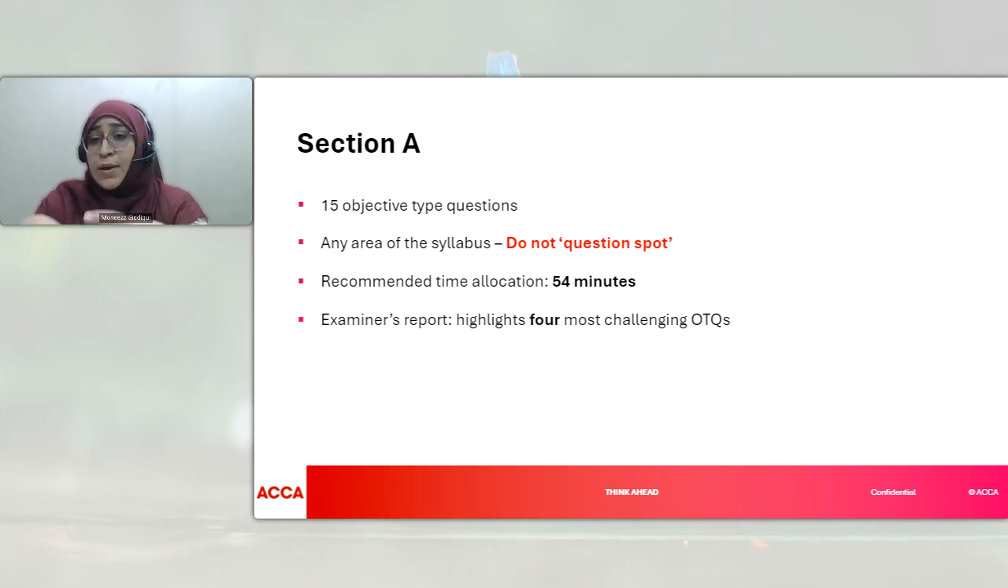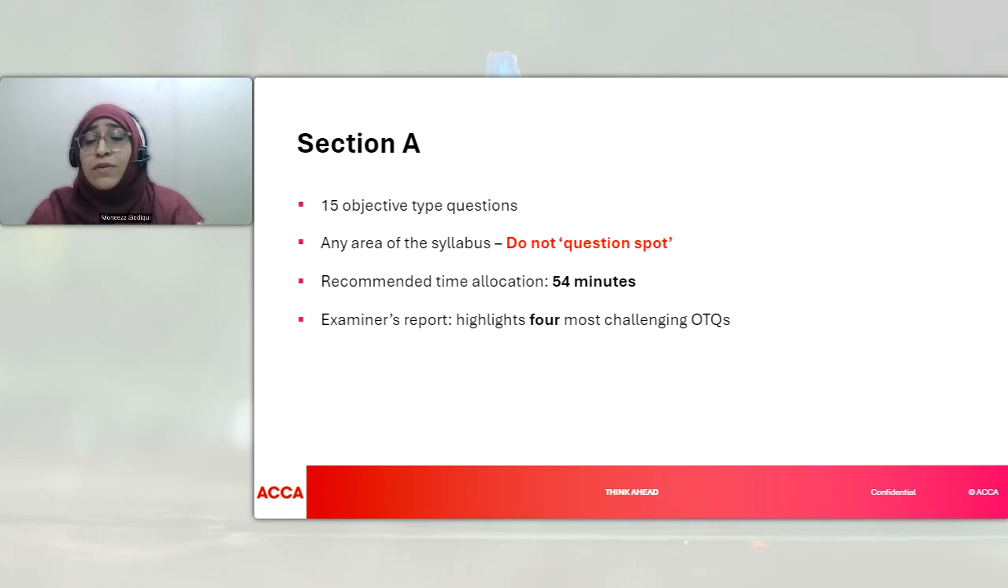Another key reminder that you need to take account of is time management, because once you let go of the time, things can go downhill pretty fast. At this point, when you're practicing questions, you need to time yourself so that when you go into the live exam, you're able to keep a tab on the time. What we normally recommend for the 15 questions in section A is that you try to wrap it up within 54 minutes.